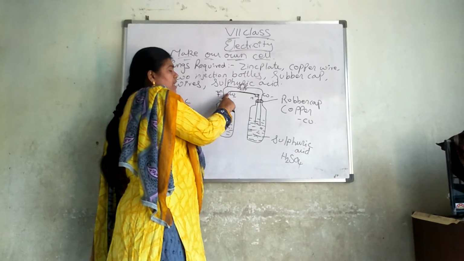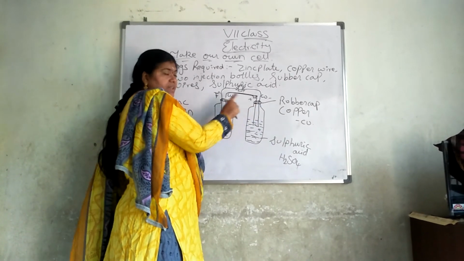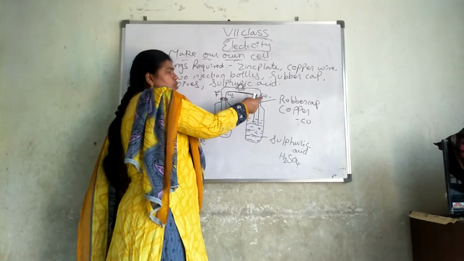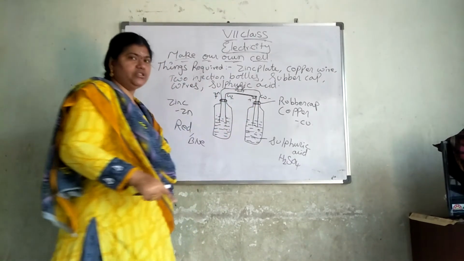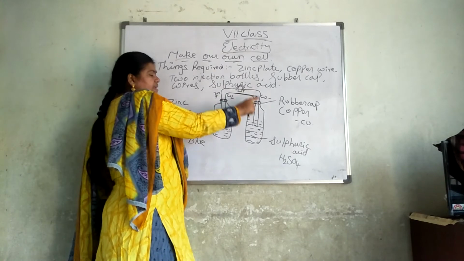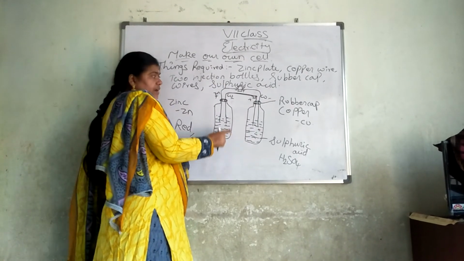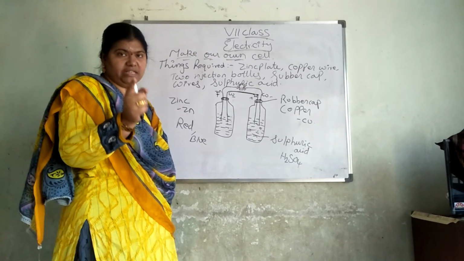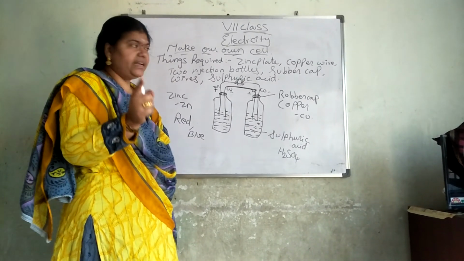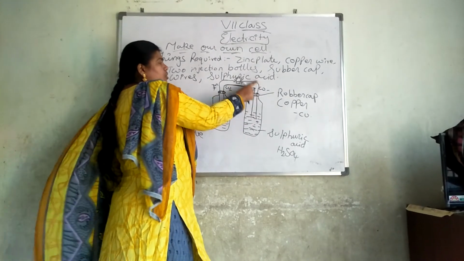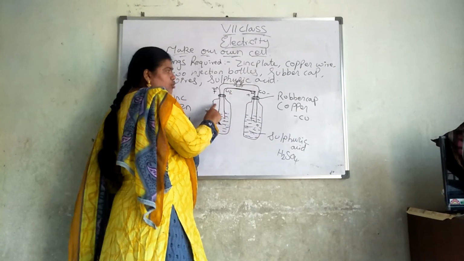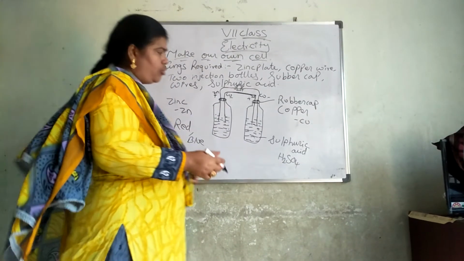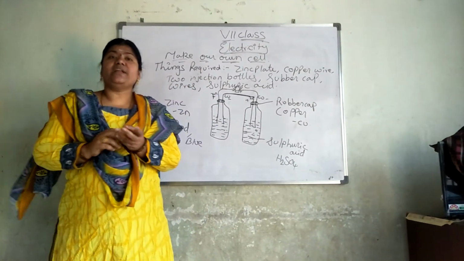Now connect one wire from copper to zinc. The other wire starts from zinc and connects to the bulb, and from copper it starts and connects to the positive terminal. When the circuit is totally completed, it is a closed circuit. When the circuit is closed, we can see that the bulb will glow. If the bulb glows, it shows that your experiment was correct.